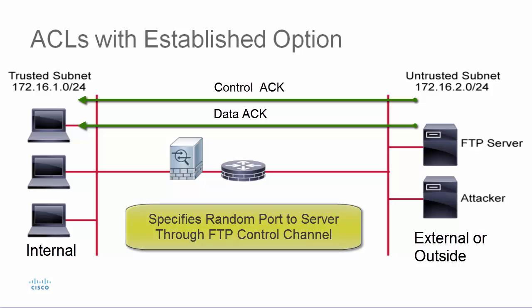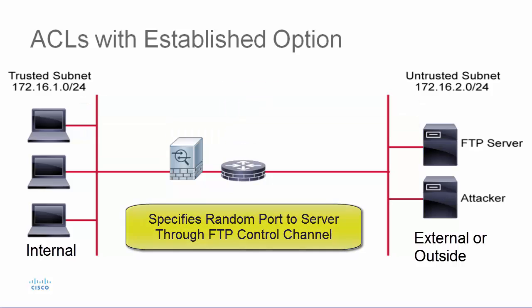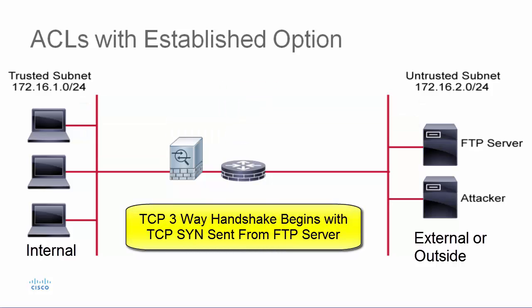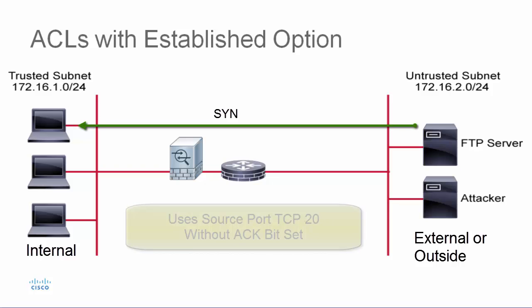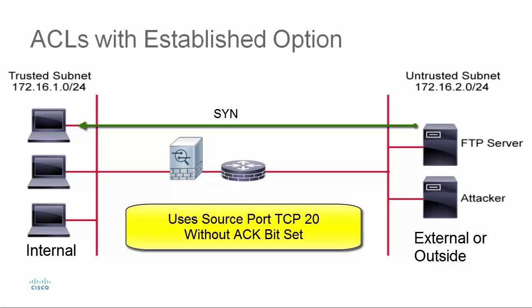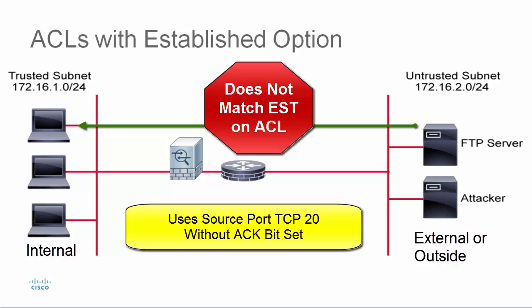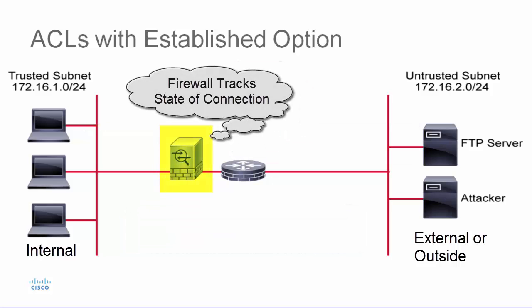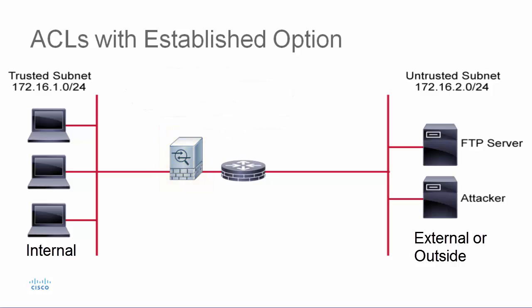The client will specify the random port to the server through the FTP control channel. The TCP three-way handshake then begins with a TCP SYN sent from the FTP server to the client from the source TCP port 20. This packet doesn't have the ACK bit set and therefore will not match the established configuration of the ACL. This case illustrates the need for a firewall, which would track the state of the connection and allow both FTP active mode and passive mode to work.